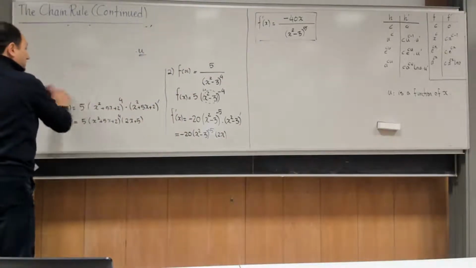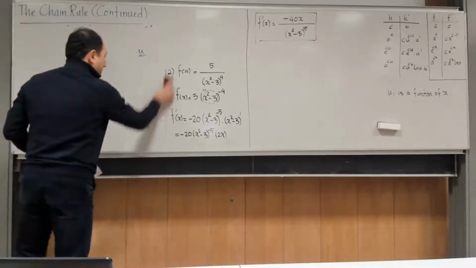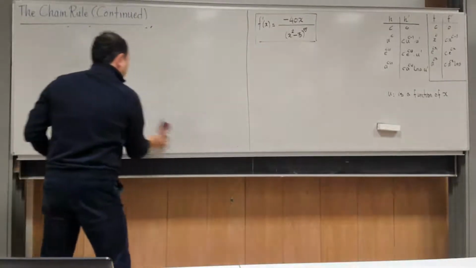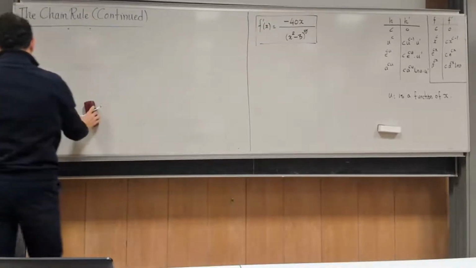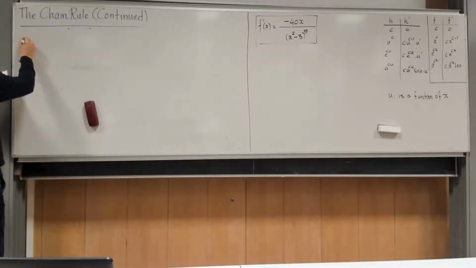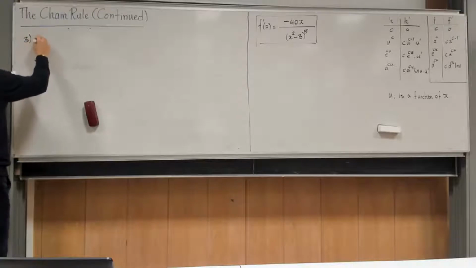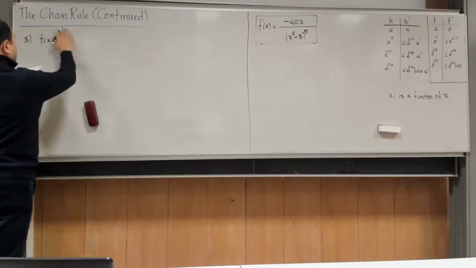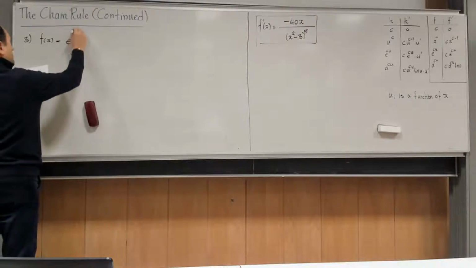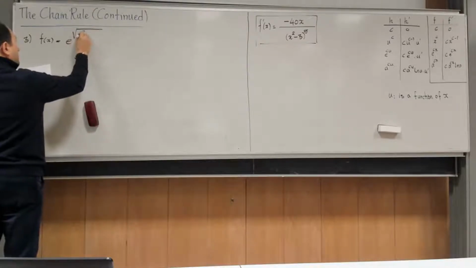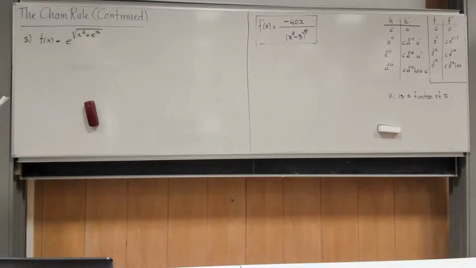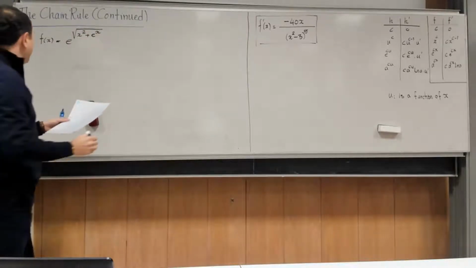So let me erase this for having a better space. I will write all of them here. So number 3, I have f of x equals e to the power of the square root of x squared plus e to the power x. So you will start doing it. You don't need to wait for me.